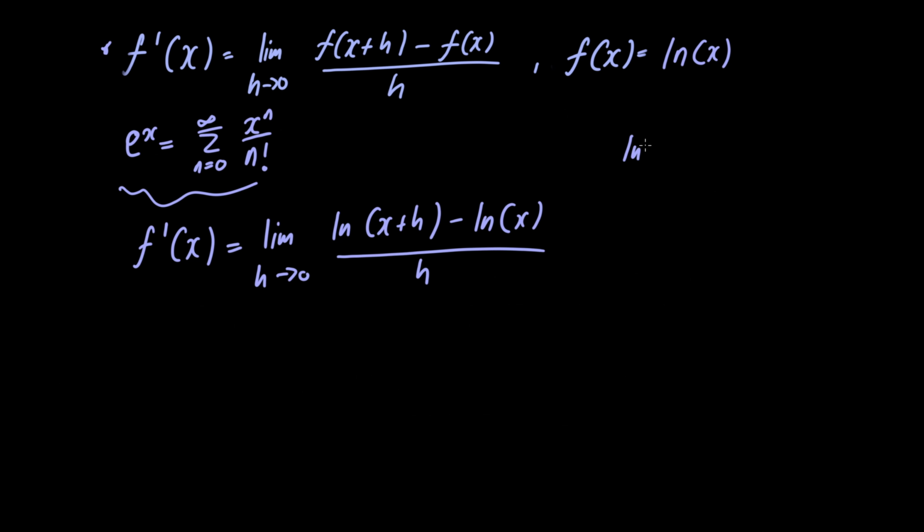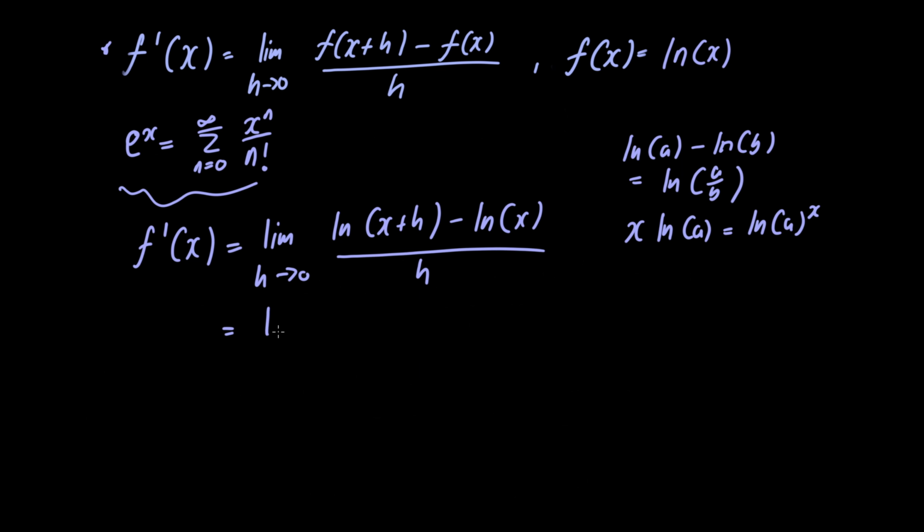Now remember, if we have something of this form, we can rewrite it like this, and also if we have something of this form, we can rewrite it as this. So let's just go ahead and do that. We have the limit as h approaches 0, the natural logarithm of x plus h divided by x. So we've just used these rules right here.